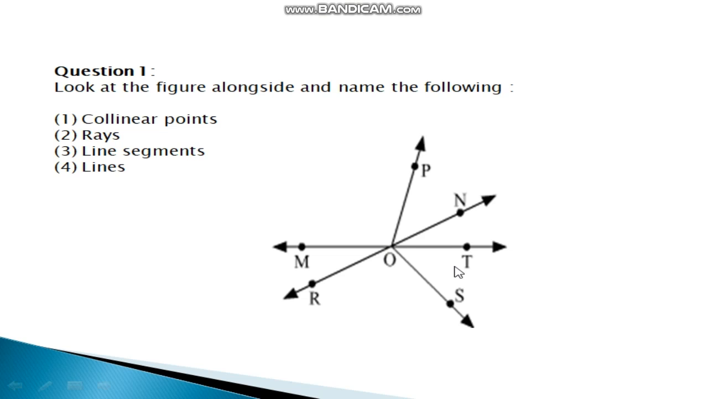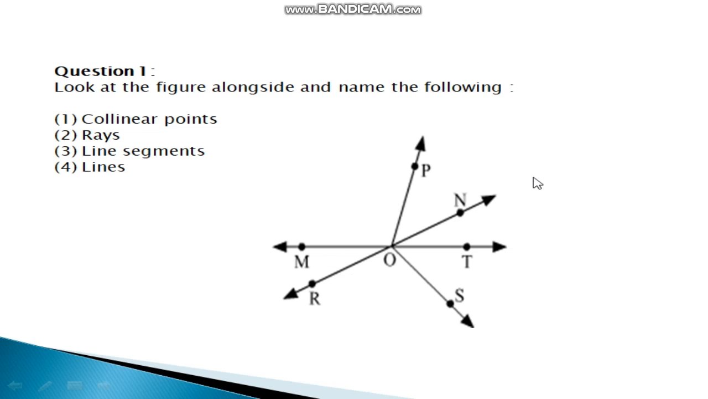Look at the figure alongside and find out the collinear points, rays, line segments and lines. Students, you know what is meant by collinear points. You should know the definition and you should understand the concept of each and every geometrical figure. Already we have concluded these things, but you should revise each and everything, then only you can find out the rays, the line segments or the lines or the collinear points from the particular figure.